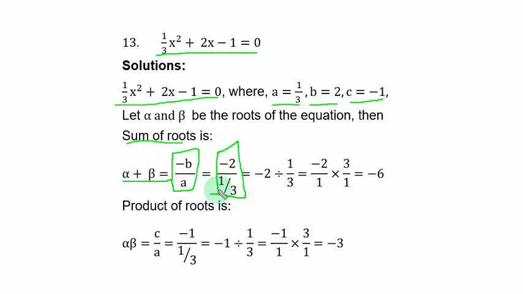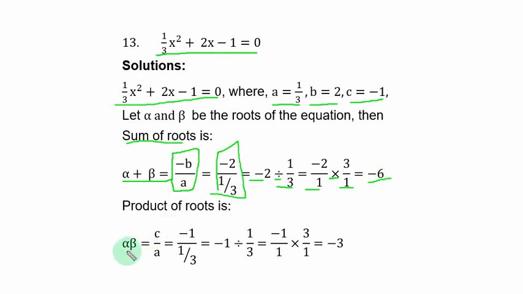So let's simplify. We have minus 2 divided by 1 over 3. You can write minus 2 over 1. This sign changes to multiplication and you invert 1 over 3 to 3 over 1. When you multiply, you have minus 6, because minus 2 times 3 is minus 6. 1 times 1 is 1. If you divide minus 6 by 1, you have minus 6.